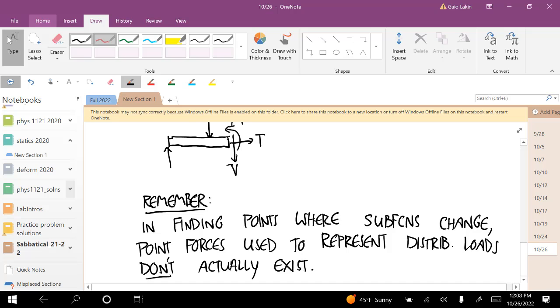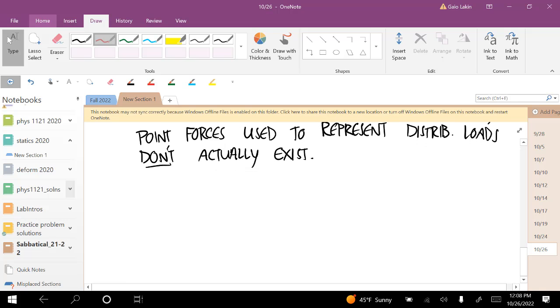Okay, so like if you have a beam that has a weight acting on it, you're used to applying the full weight force at the center of the beam. But if you think of that as one of the places where the subfunctions change because you think of it as a point force, then your answers are going to be wrong. Instead, you have to think of that as a distributed load with a function that doesn't change over the whole length. And we'll see how far we get, but I'll do at least one example like that.